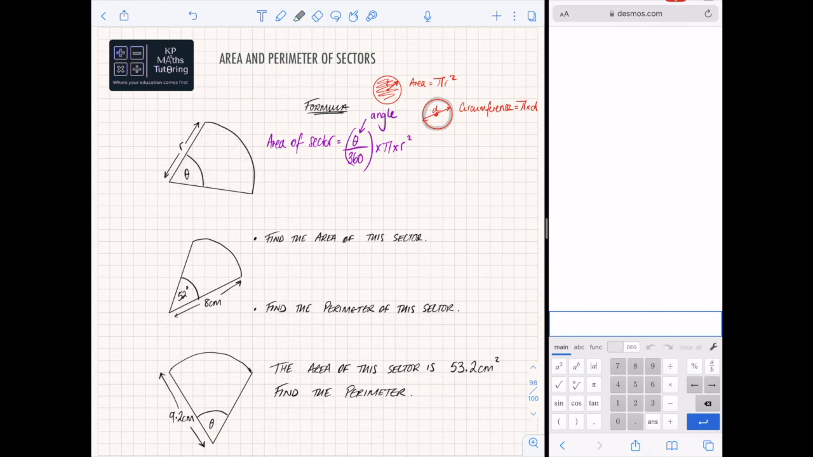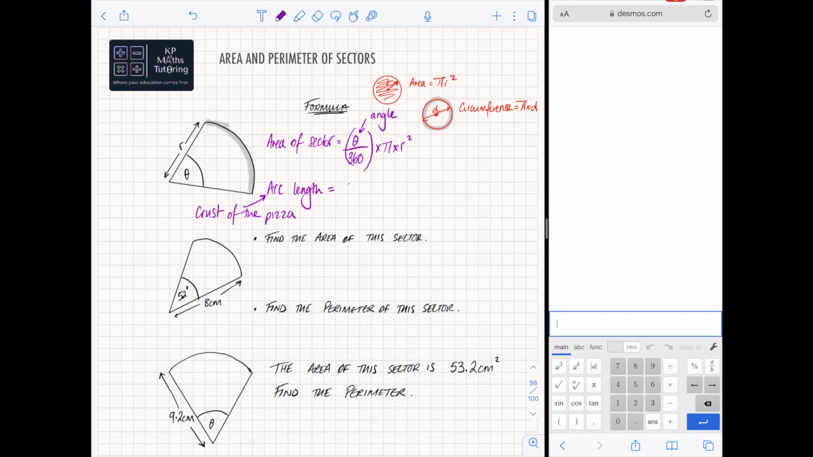Now, if you were looking to find something we call the arc length, it links into circumference. Now, the arc length, the way I like to explain this is imagine a pizza again. That's your crust of the pizza. So looking at this, this would be my arc length.